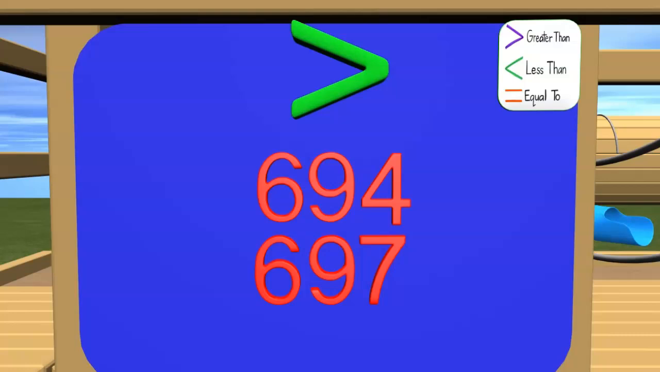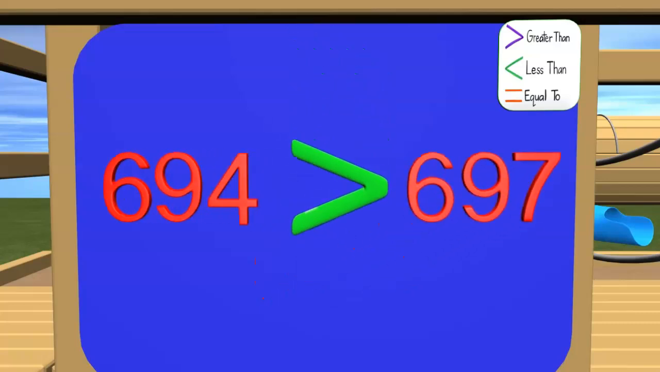Let's start in the hundreds place. Both numbers have 600 in the hundreds place, so the hundreds are the same. Now, if we look at the tens place, we see that they both have 90 in the tens place. Now we look at the ones place, and the number on top has 4 ones, and the number on bottom has 7 ones. We know that 7 is the greater number. 697 is greater than 694.